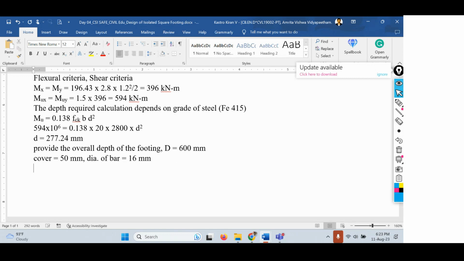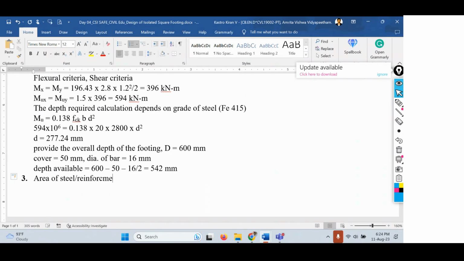So therefore, depth available equals overall depth, that is 600 mm, minus clear cover, that is 50 mm, minus the diameter of bar divided by 2. So that will become the effective depth, which equals 542 mm. So this is the depth available. From this consideration, we have to calculate the area of steel, or reinforcement.